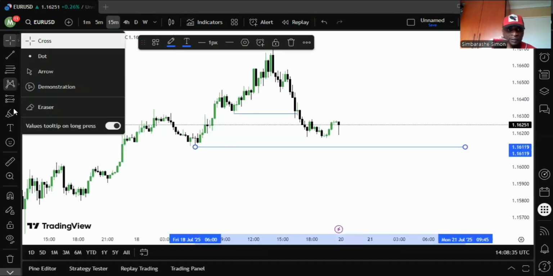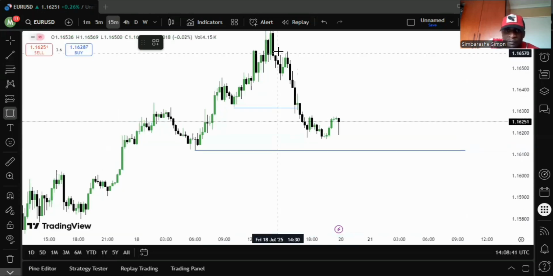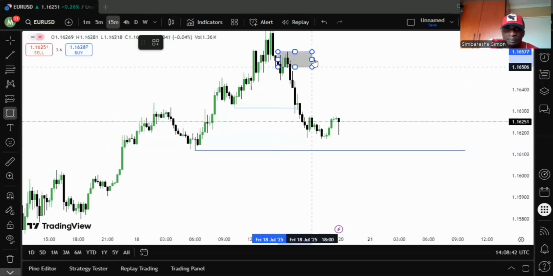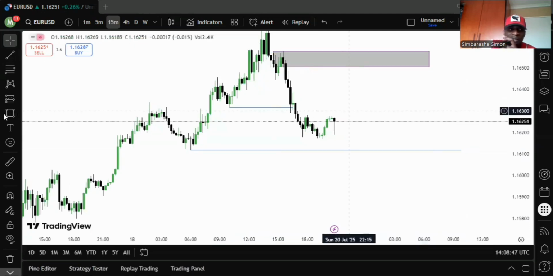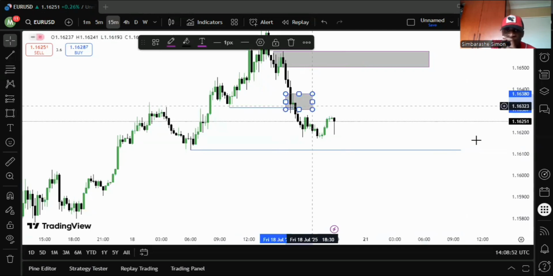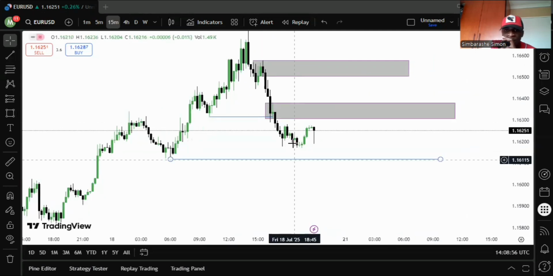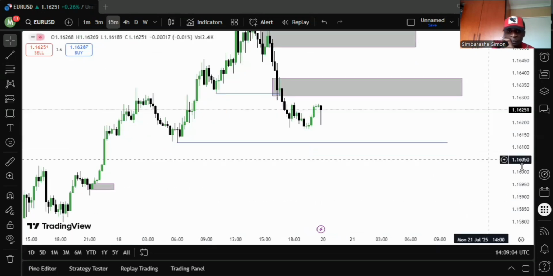So let me take my rectangle tool. Yeah. With the high point here, I can mark it as supply, guys. And I can see another one whereby we made a flip, but it's an inside bar. Look how simple it is, guys. We don't have to complicate things. And the demand here, it's going to be my target. But I'll explain some of the stuff when I get to risk management.